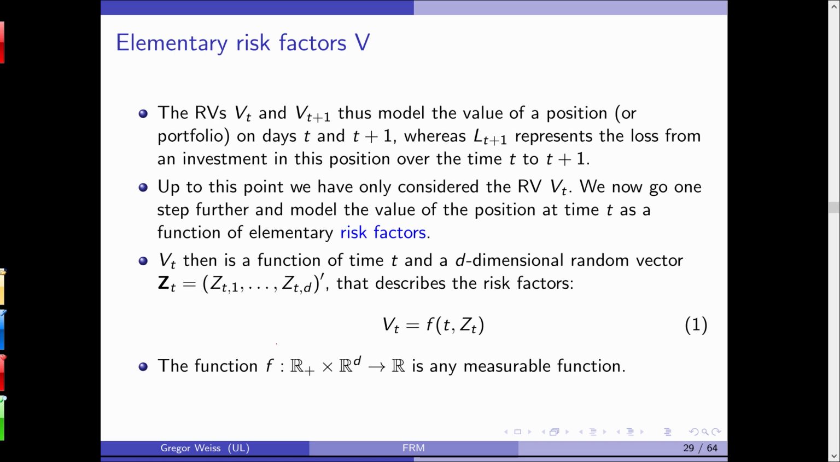What does this mean? Assume we have, for example, a stock investment. V_t is the value of a stock investment. What elementary risk factors are there? What risk factors drive the time evolution of a stock price? Now, don't say the price, of course, but the price is V_t. What drives the stock price? What could be an elementary risk factor for a stock price investment?